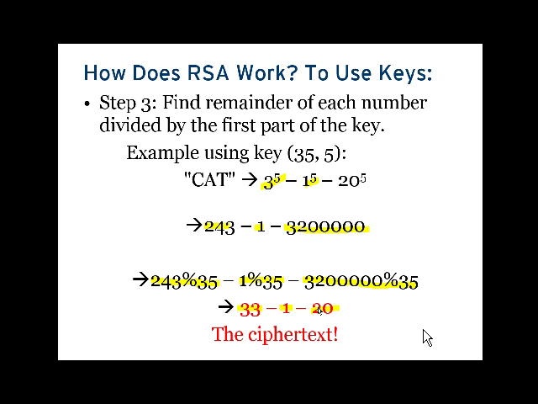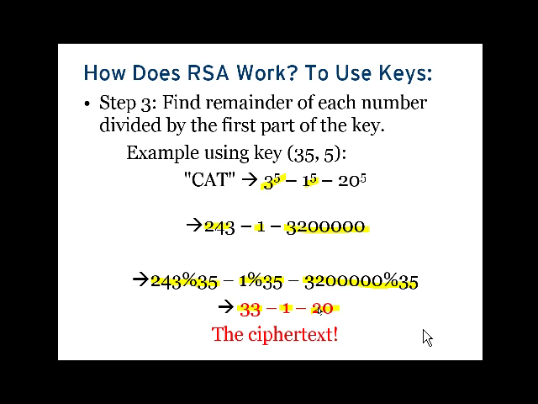Somebody on the other end of our connection used my public key, which was 35 and 5, to encrypt my message, CAT. When that message, 33, 1, 20, is sent back to me, nobody else who sees it can understand what it means. Only I can decrypt the message. To do that, I use my private key, the other key, which was 35 and 29, with the same procedure, so that I can read the message.